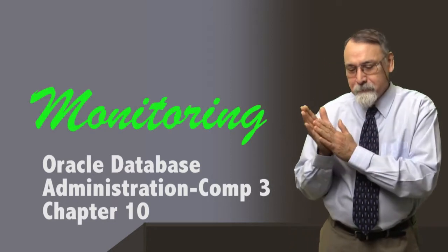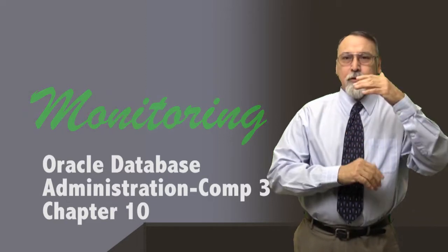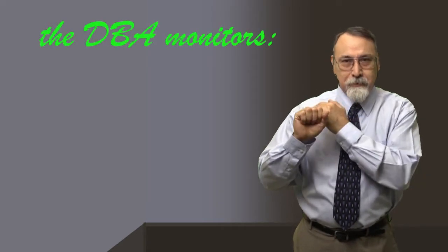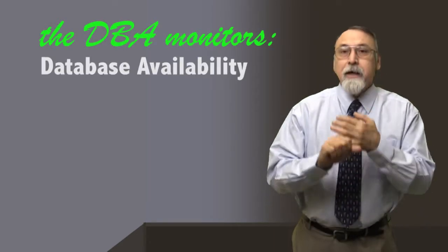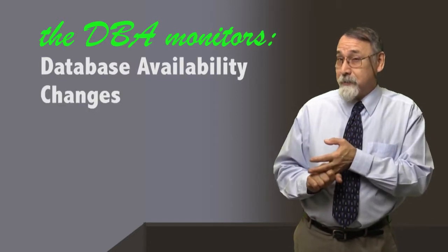What are we monitoring? Chapter 10 speaks to the categories that Oracle monitors and the primary tool program that Oracle uses to monitor those categories. So what is a DBA supposed to do? Well, he's supposed to make sure the database is available. He's supposed to monitor any changes that occur to the database.